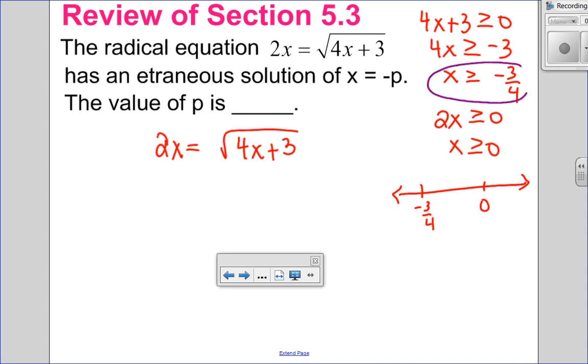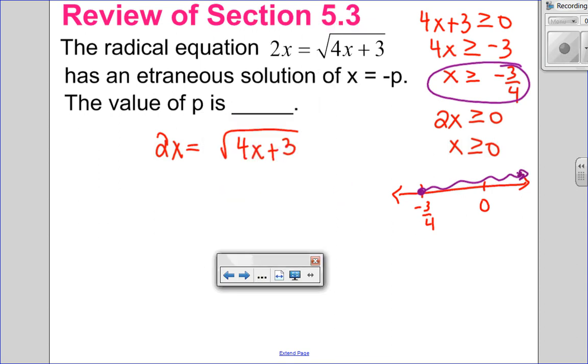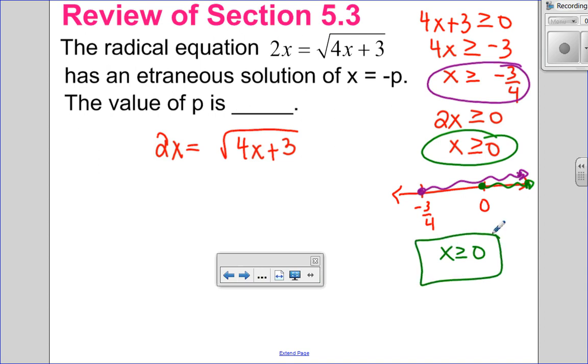So here x is greater than or equal to -3/4. So it goes like this and forever on that way. Then let's look at my other restriction, which is x greater than 0. So here's 0 and it's all above. So we're looking to see, can we combine these as one restriction? I look at the overlap and I see that x greater than or equal to 0 covers both restrictions. So this will be my overarching restriction.